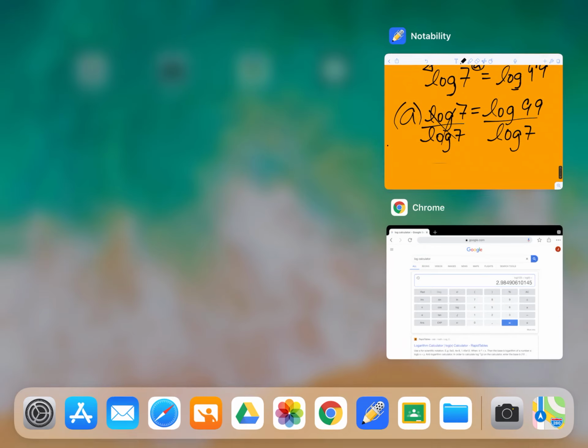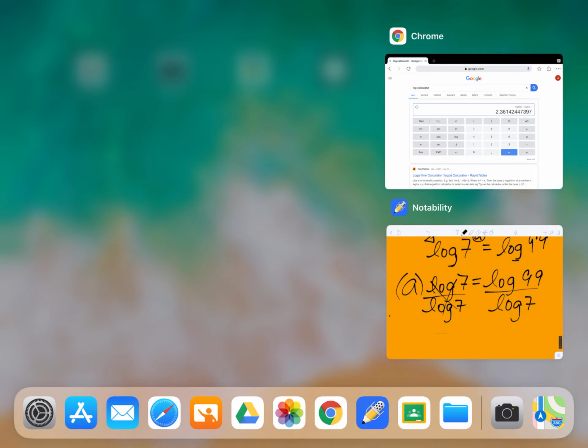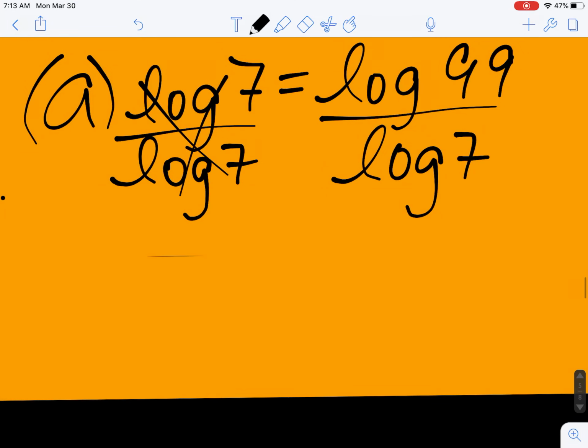So we're going to make an estimated guess and say it's 2 point something. So let's use our log calculator. Log 99, don't forget to close your parentheses, divided by log 7. And it's approximately 2.36. Our estimate was correct. So the value of a, or the value of the exponent in here, is approximately 2.36.